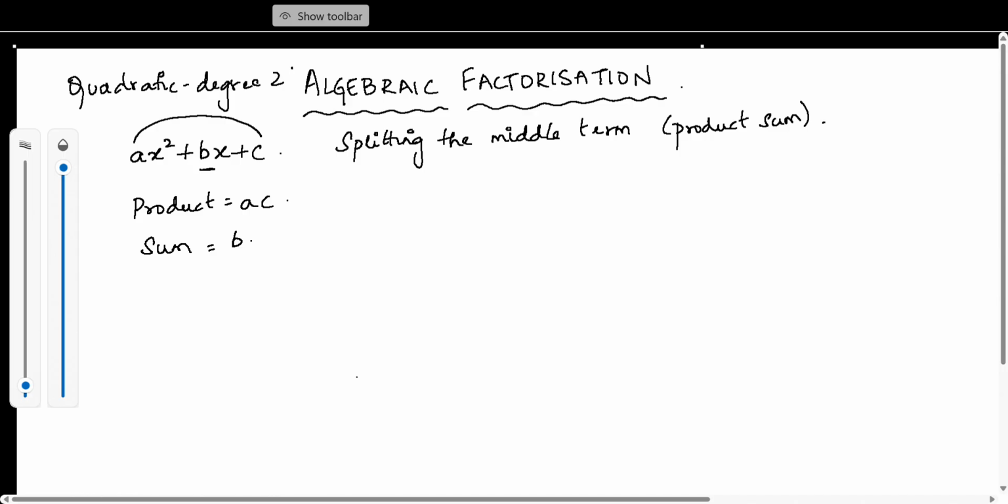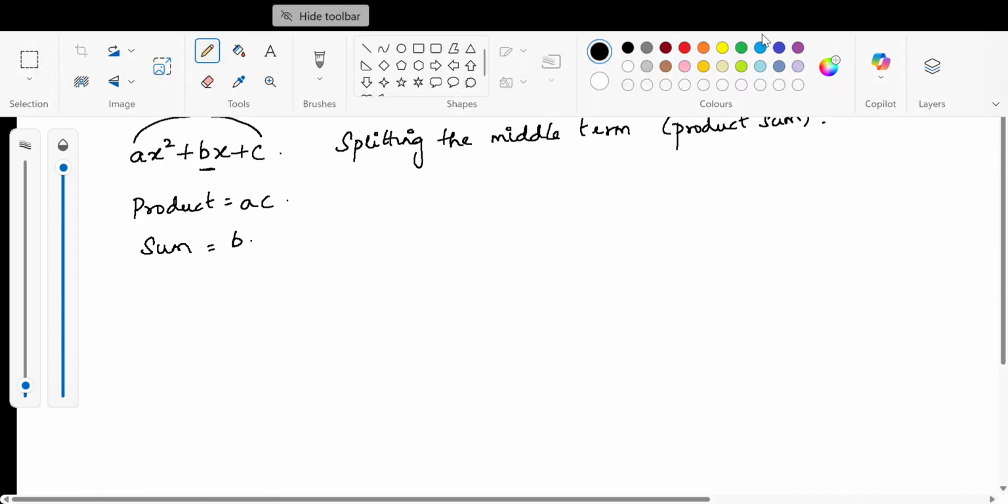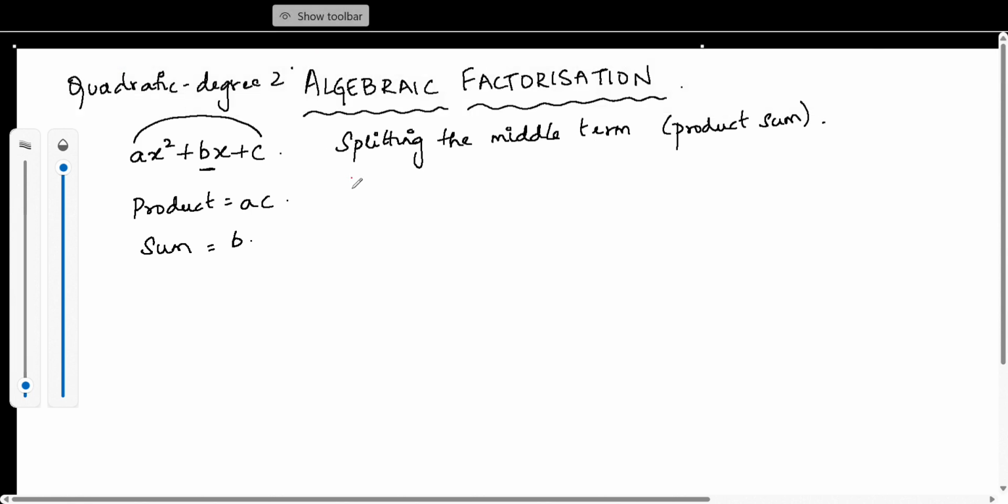Let us see how we can do this with specific examples. I am taking a simple example: x squared plus 3x plus 2. If you see, initially I am making the x squared coefficient 1 for ease. After we understand the nuances and get comfortable with this, we can do problems having the coefficient of x squared something other than 1. So first step, let us identify what the product and what the sum is for this particular problem.